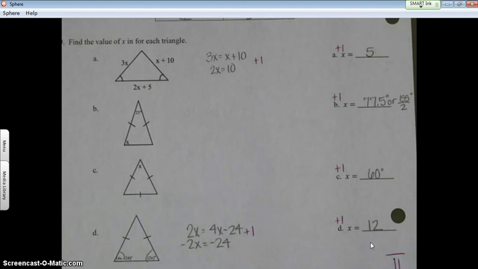So each part is worth 2 points except for B and C. B and C are just worth 1 point each because the x's were standing alone. Here, though, if x is not standing alone, you have to show work. Okay, so A is worth 2 points, work and answer. B is 1 point, C is 1 point. And then D is worth 2 points, 1 point for your work and your answer. So this is out of 11 points on this page.